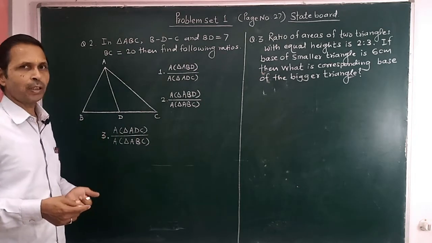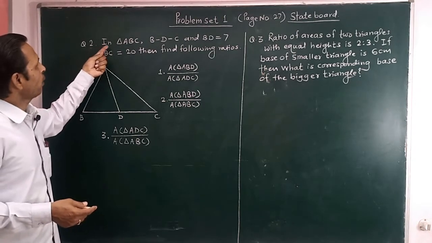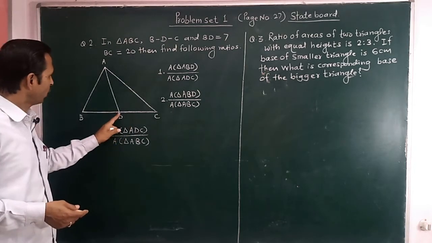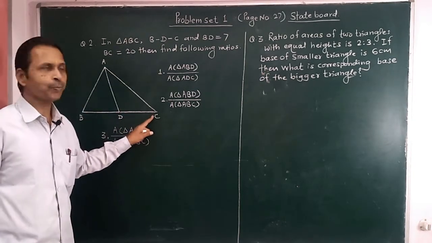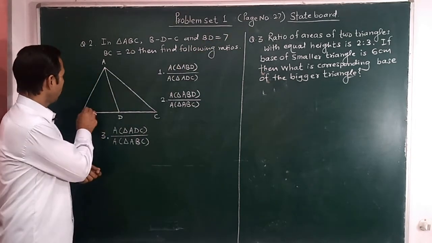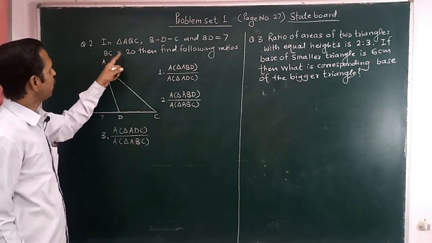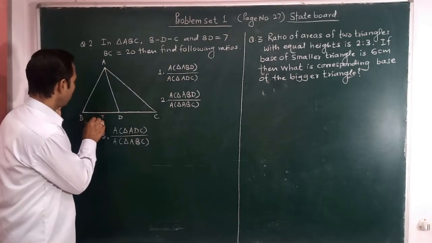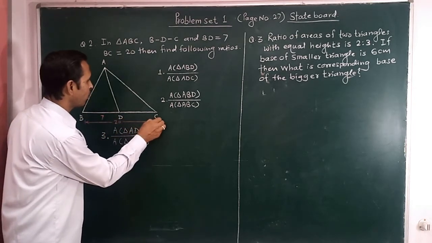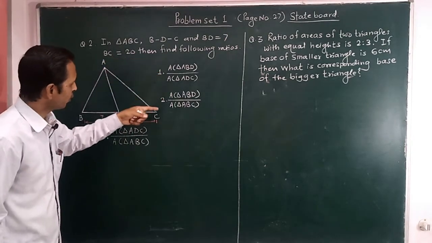solve these two examples. We are given that in triangle ABC, D is in between B and C, and BD is 7. We are given that this segment BD is 7 units, BC is equal to 20 units, means this segment BC is 20 units. This is the total segment, that is BC is 20 units, and then we have to find these three ratios.